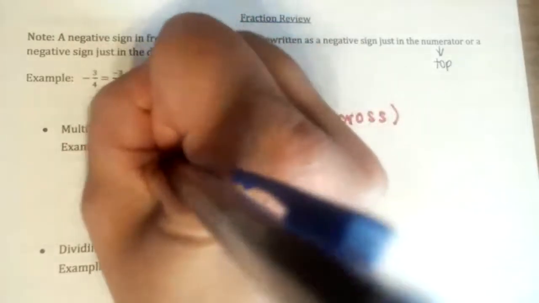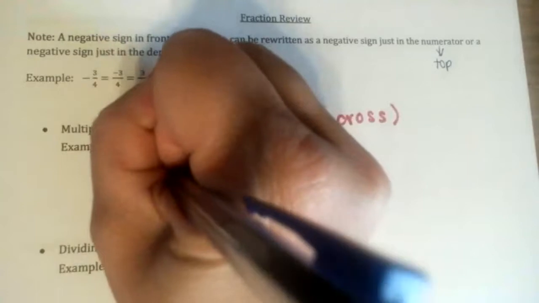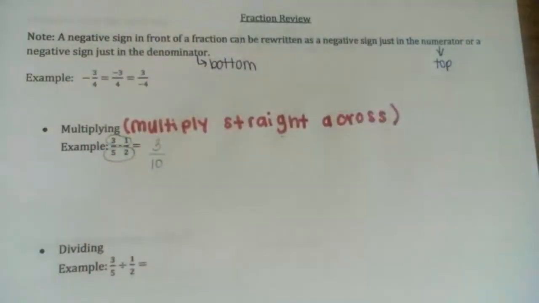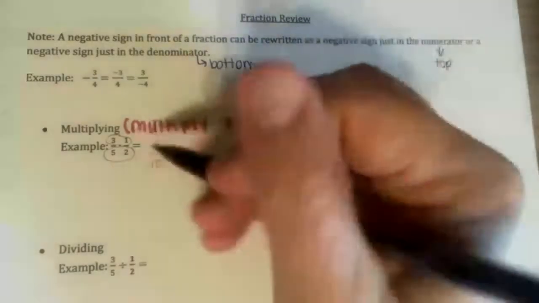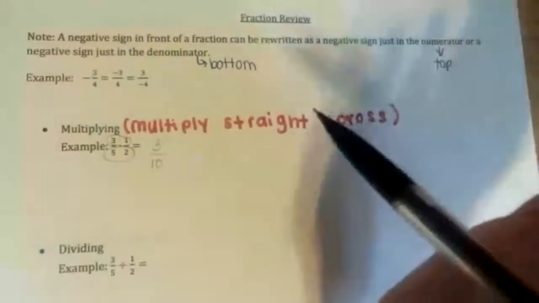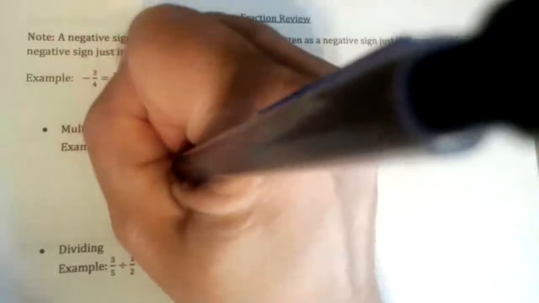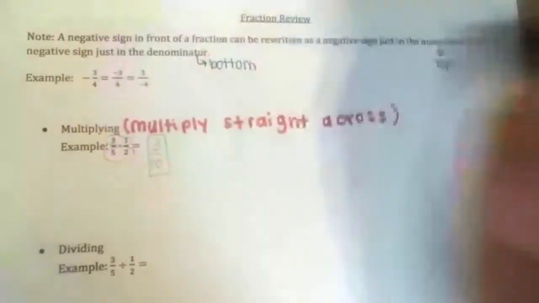3 times 1 would give us 3. On the bottom, 5 times 2 would give us 10. That's it. We're left with 3/10. Always try to simplify fractions if needed, but there's nothing that 3 and 10 have in common. So we can't simplify it any further. So our final answer is just 3/10. Done.